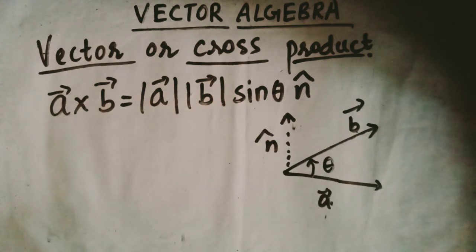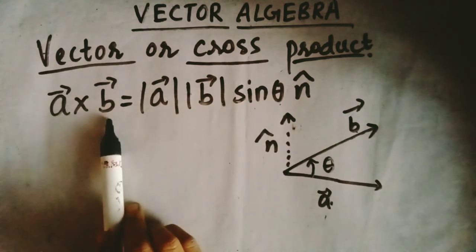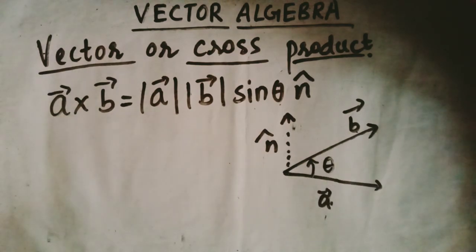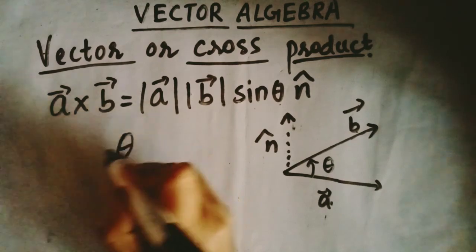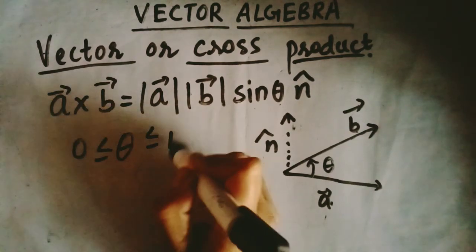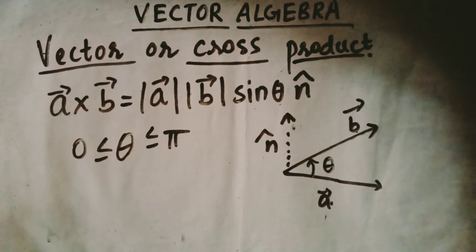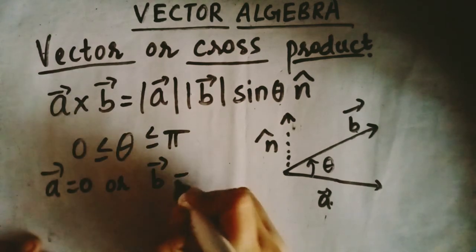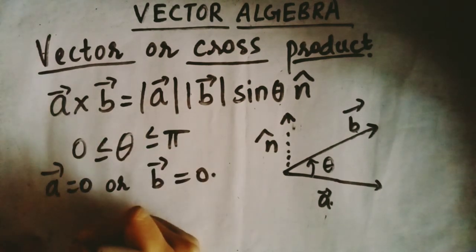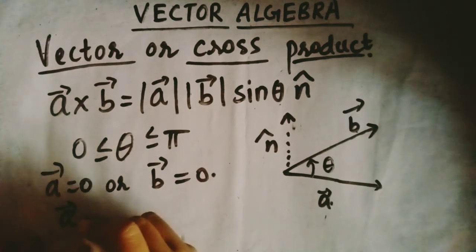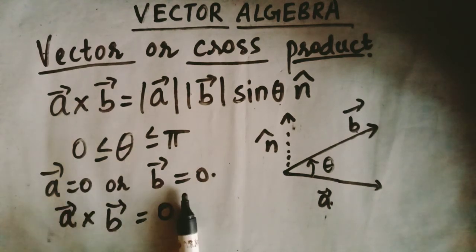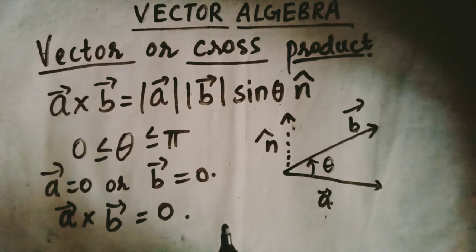So depending upon value of theta, A cross B varies. Now this is a vector product, so your outcome will be a vector. Okay, so theta varies from 0 to pi. Now if A is 0 or B is 0, then we say that A cross B is 0. Either A is 0 or B is 0, or theta is not defined. In that case, A cross B is 0.